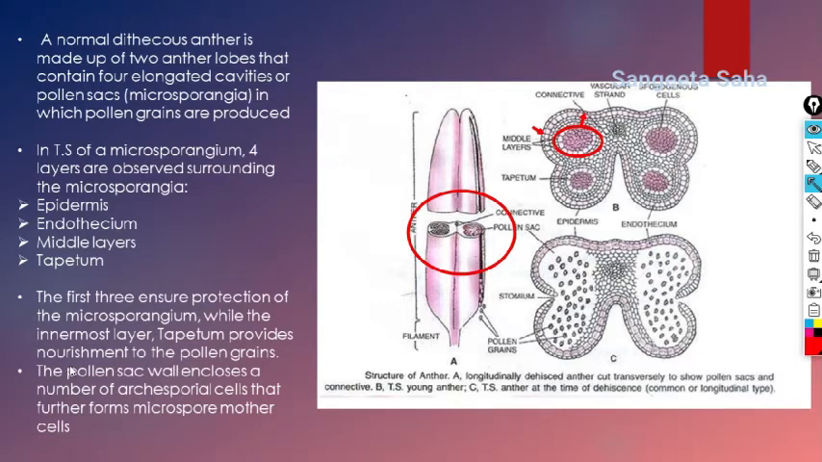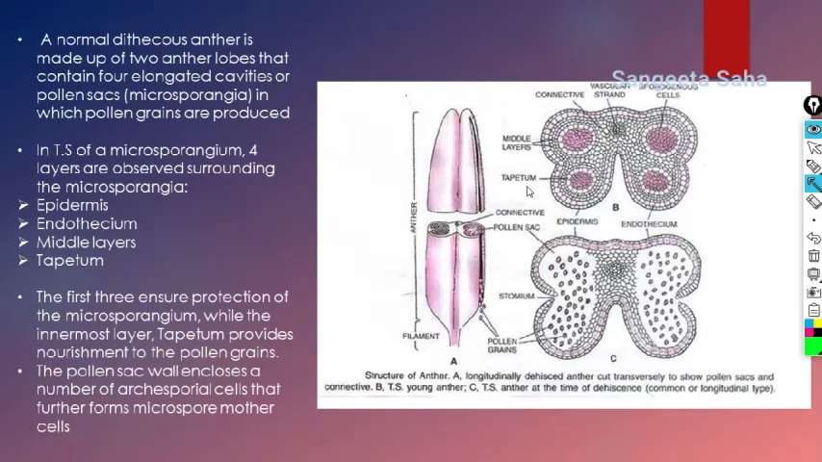the epidermis, is composed of a single layer of flat cells. Next to the epidermis, we see another layer which consists of cells that are radially arranged, the endothecium. Next we see two to three layers of middle layers, known as the middle layer. Another layer which we see here is a special type of layer known as tapetum, and this tapetum provides nourishment to the pollen grains.